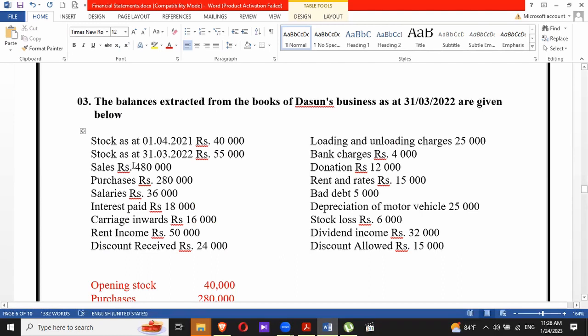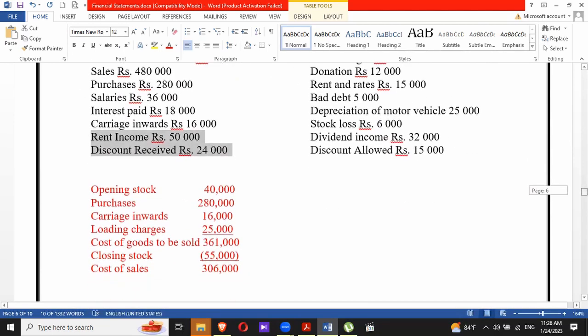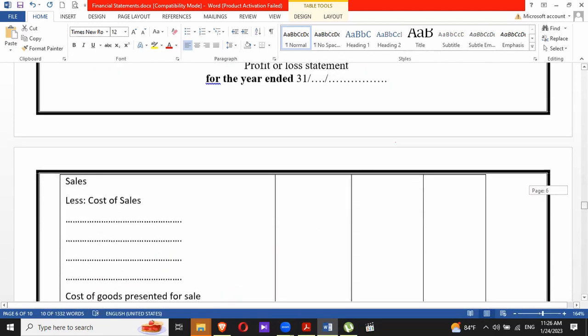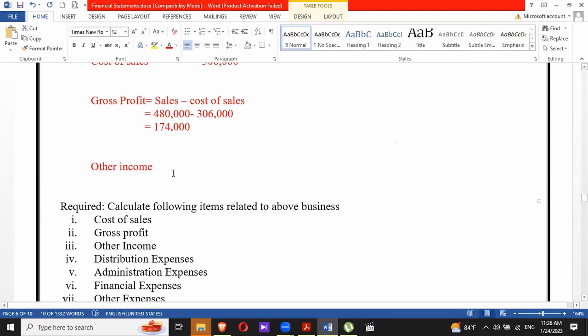Here, stock, no need; sales, purchase, salaries, no; interest paid, carriage inwards, rent income, 1. And discount received, there are 2. I have already found 2, rent income and discount received. So you can mention these 2 incomes under other income.